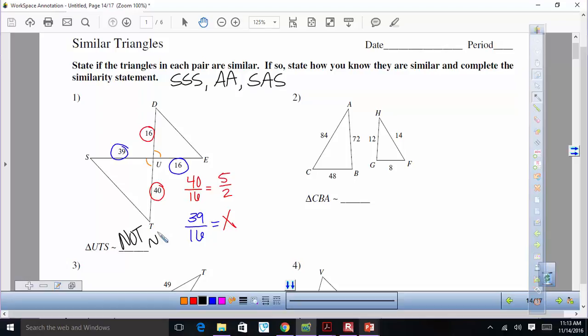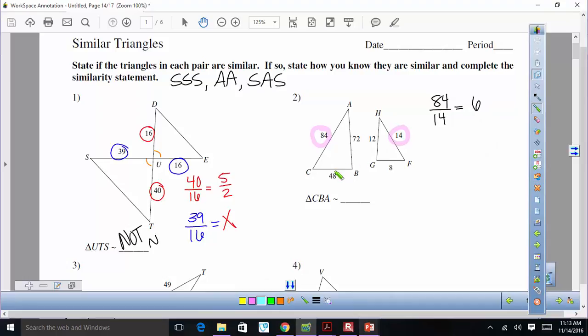Okay? Now, looking at number 2, which one of those do you think we would use? Very good. Side, side, side, because we're given all the sides. So somebody tell me, what side corresponds with 84? 14. So let's compare that one first. So 84 over 14. Somebody reduce that for me. 6. Okay. What side corresponds with 48? So it's 48 over 8, 6.